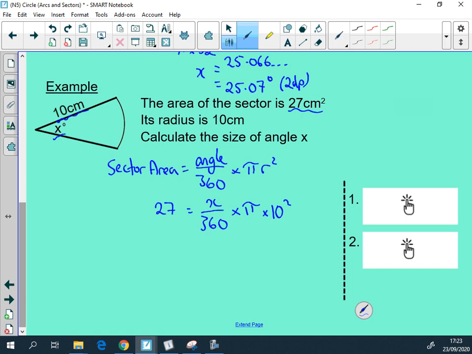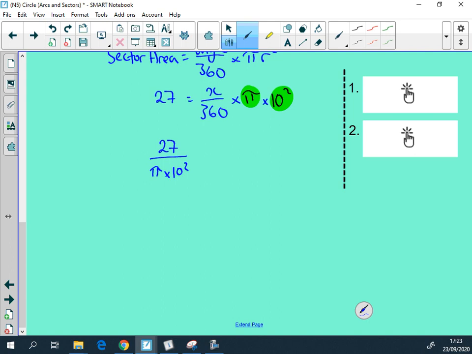Now, I can do similar steps, and it's actually the exact same to solve this. So it's being times by pi, and it's being times by 10 squared. So I can divide by both of them at the same time. So divide by pi times 10 squared. And that's going to leave me with x over 360. And then I'm going to multiply both sides by 360. And when I multiply the left by 360, it goes into the numerator. And so I can type that into my calculator to figure out what the angle must be.